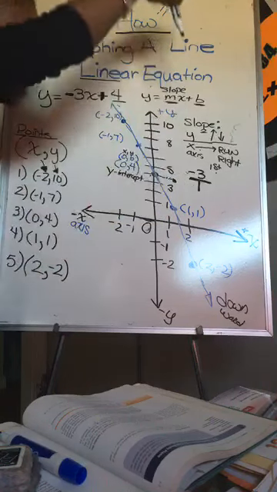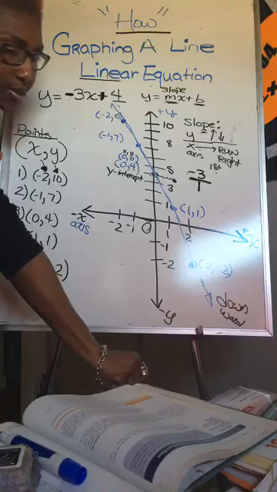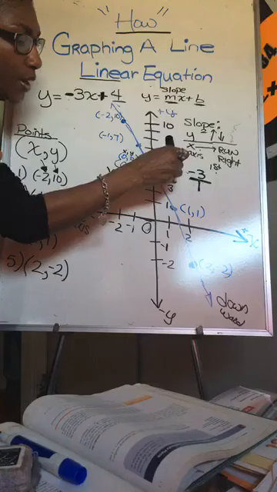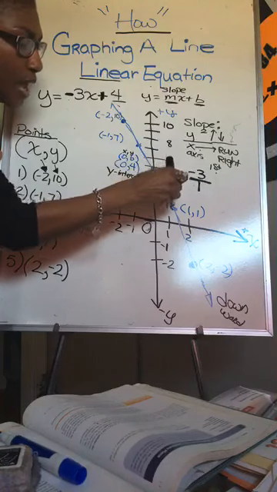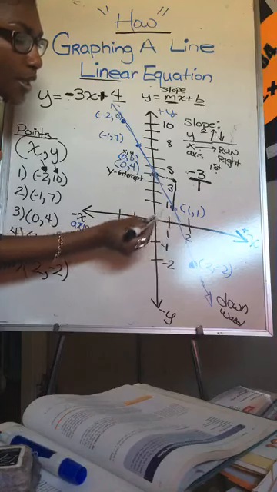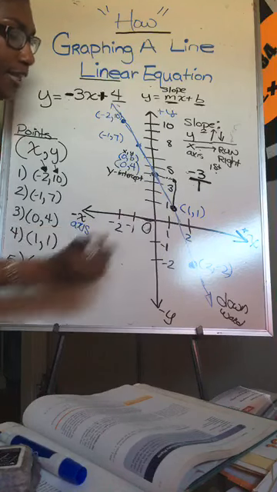And guess what? This negative tells me I'm going to go down the y-axis. Not up, but down. So from here, I'm going to drop down 3 points. 1, 2, and 3. Boom! I land right here on 1, 1. Right there.